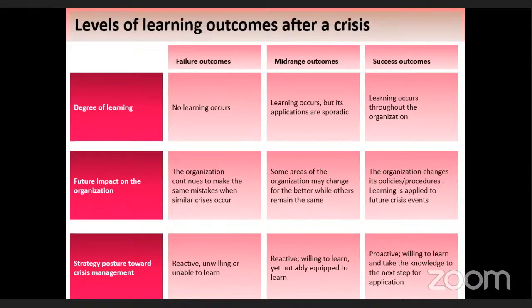If the outcome is failure, meaning there's no learning at all, meaning the organization has not learned, it also means reactive, unwilling, unable to learn. The crisis management team is unwilling to learn. Then if it's a mid-range outcome, they are reactive, willing to learn, but not yet equipped to learn. Then if the outcome is successful, proactive, willing to learn, and take the knowledge to the next step for application.